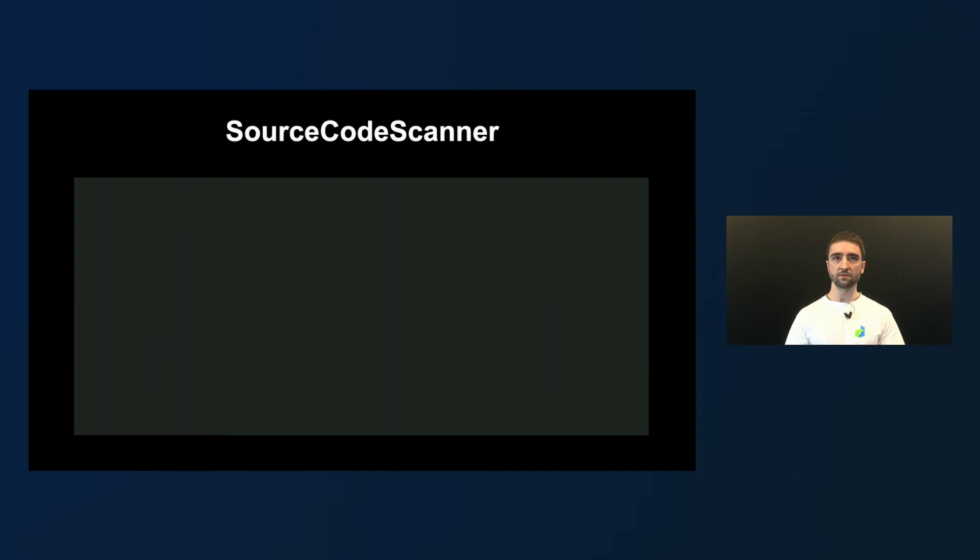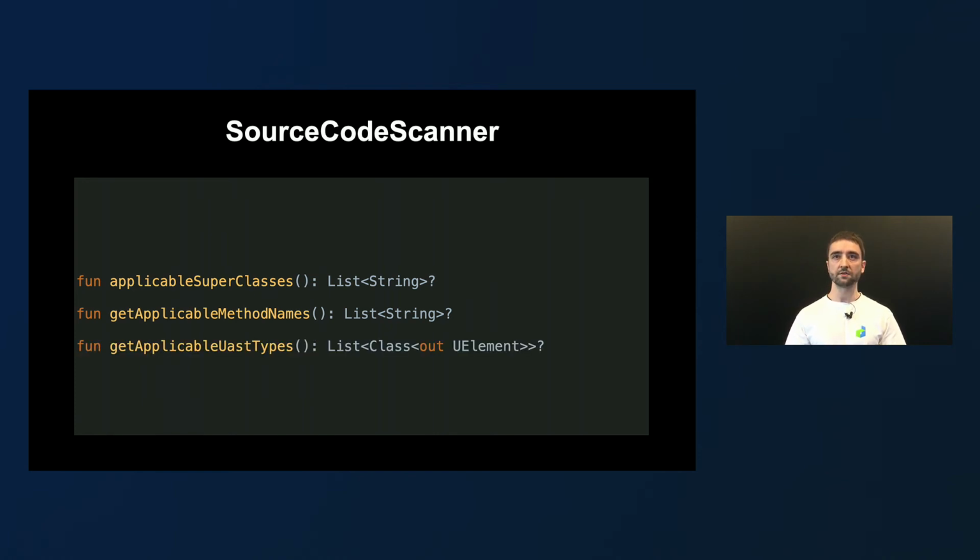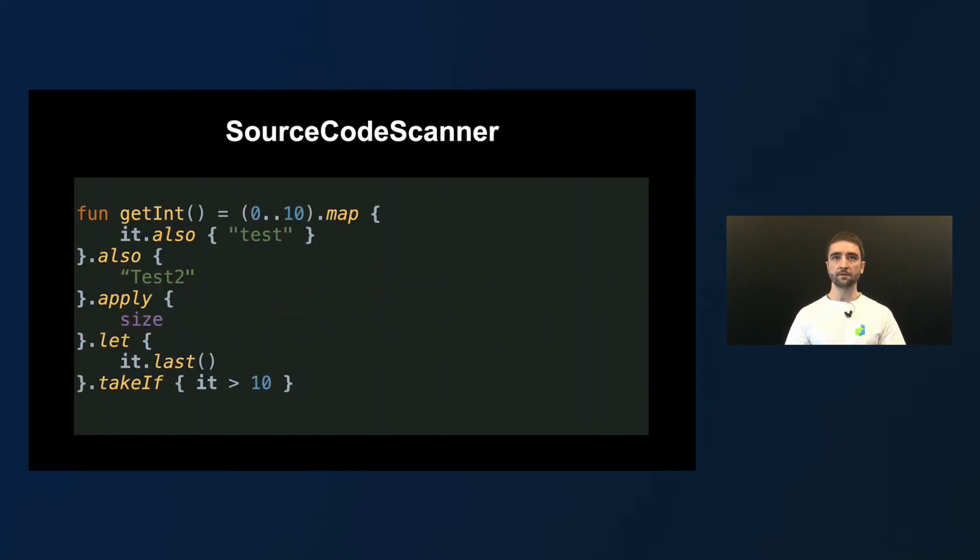This interface has many useful callback functions, just to name a few: getApplicableSuperClasses. This will call us back if the current class is a subclass of one of the specified superclasses. For example, if we're interested in analyzing every class extending an activity, we will use this method. getApplicableMethodNames will call us back when any of the methods in the list is called. This is what Timber uses to report when we use the Android log instead of Timber. getApplicableUastTypes will call us back whenever Lint finds any of the provided UAST nodes. So now we have everything we need to detect the inferred type of the functions.